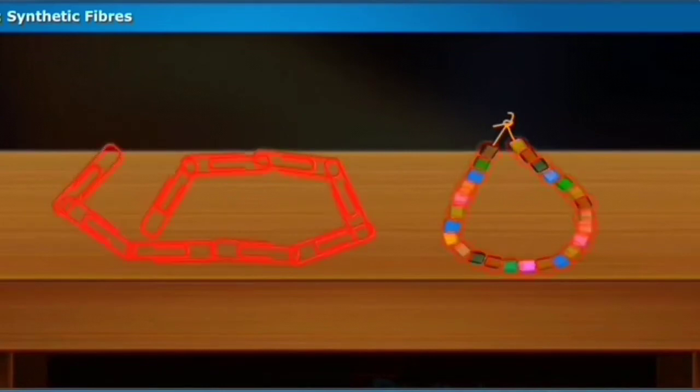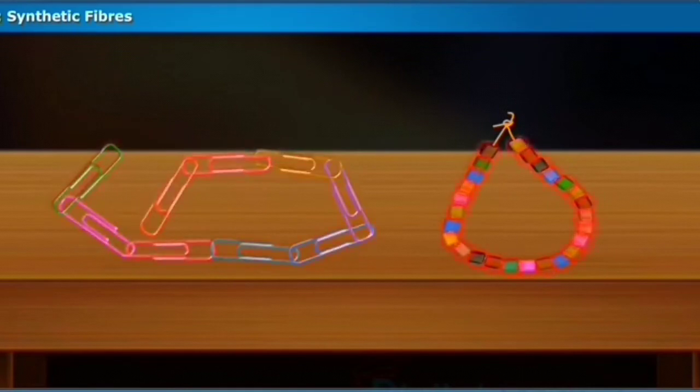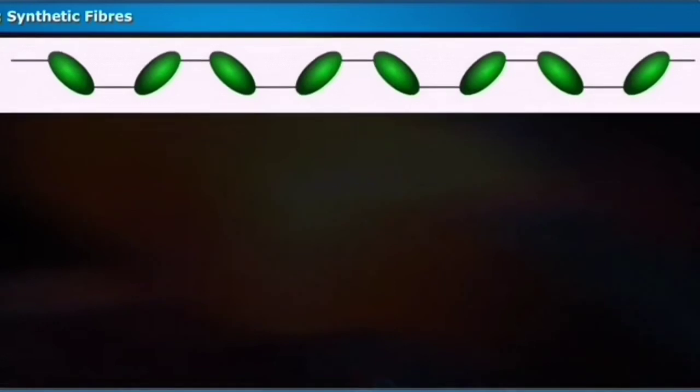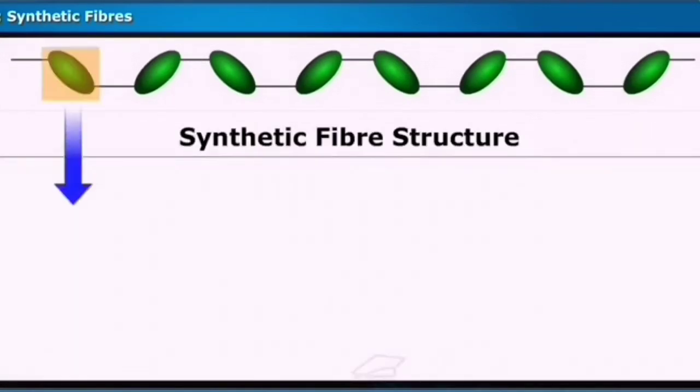Here, each bead or paper clip is a separate unit, but when many such units are joined together, they form a new different structure. Similarly, synthetic fibers have a chain-like structure formed by joining small units together. Each small unit in the chain is known as monomer.